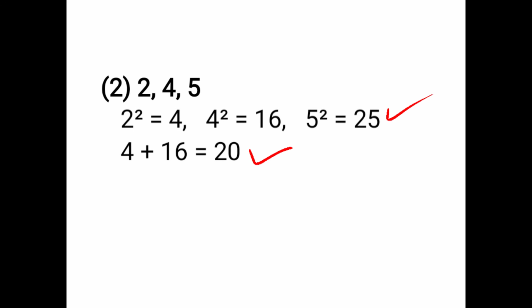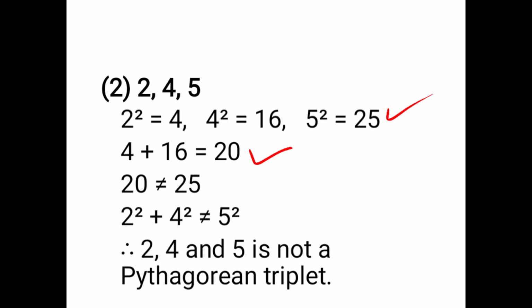Is the sum of the squares of the two smaller numbers coming equal to the square of the bigger number or not? No. 20 and 25 is not equal. So 20 is not equal to 25. 2 square plus 4 square is not equal to 5 square. Therefore 2, 4 and 5 is not a Pythagorean triplet.